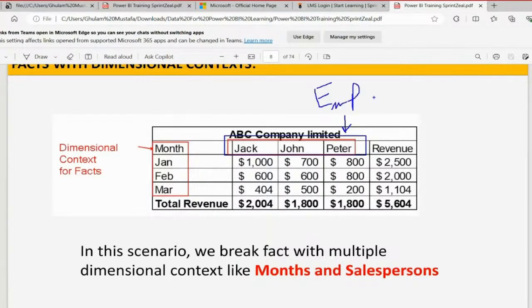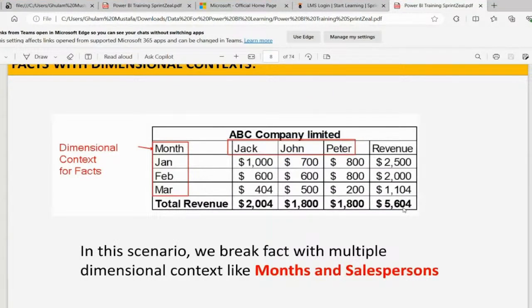This is dimension 1. This is dimension 2. So you can see the total number is still the same. 5604 is still the same, but now I can easily break down this number based on employees and based on months, but the total number will be the same. We usually call it slice and dice your data.